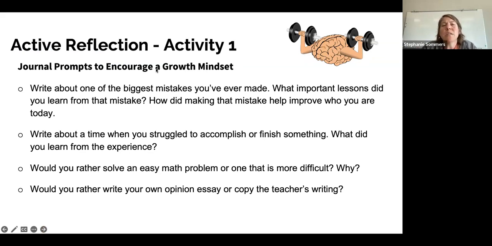These are prompts for metacognition and help us to identify in our learners what kind of mindset they have. Once we know that, if they have more of a fixed mindset, we could work with them to try to transition over to that growth mindset.